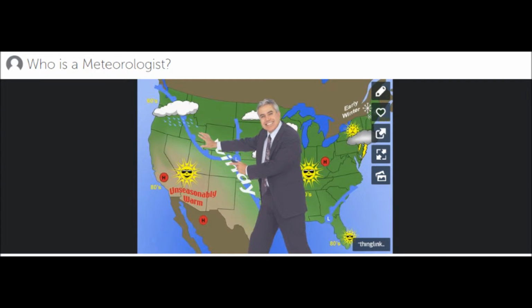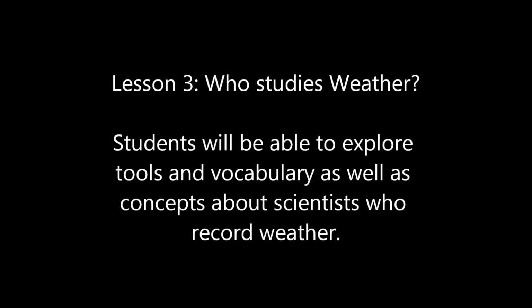So once students are able to understand what weather is and how weather is formed, I want students to understand who studies these forms of weather. So the next step I wanted them to do is to be introduced to a meteorologist. So for the 3rd lesson and its goal, it is students will be able to explore tools and vocabulary as well as concepts about scientists who record weather.